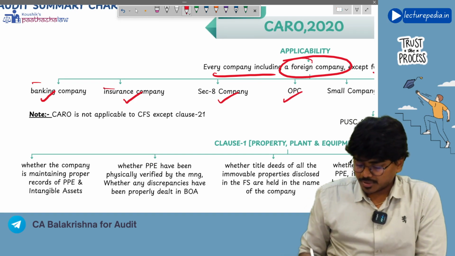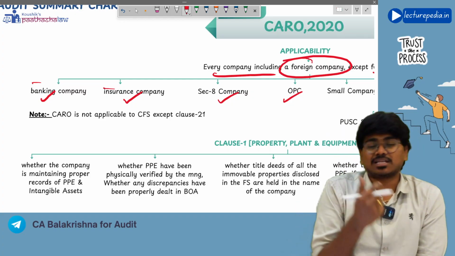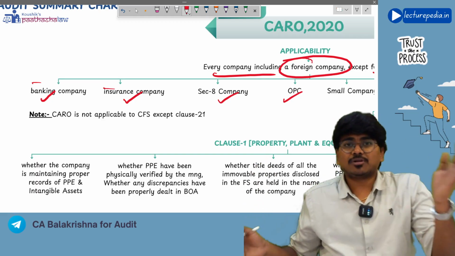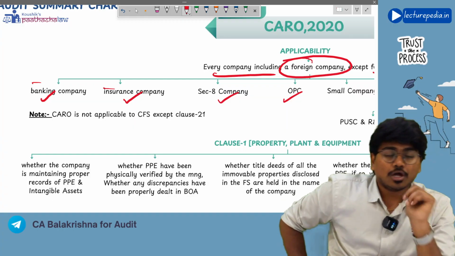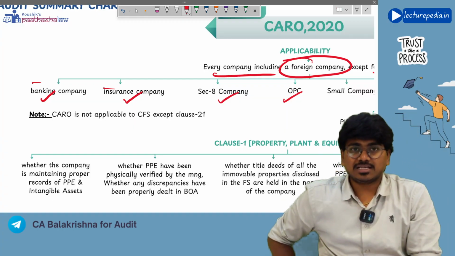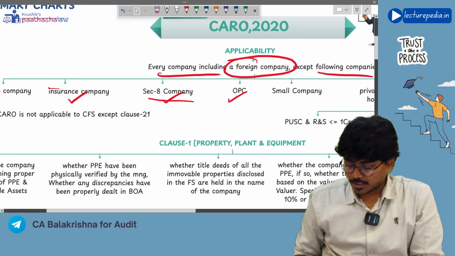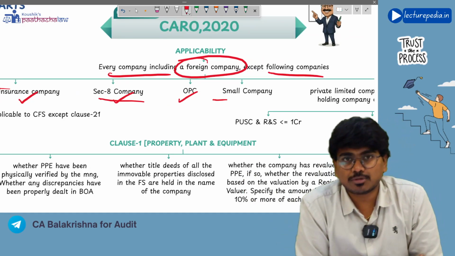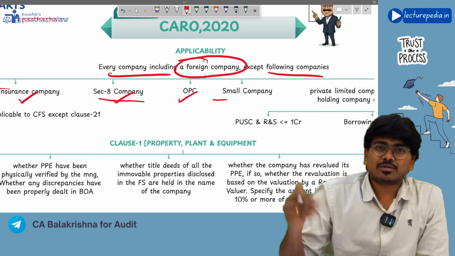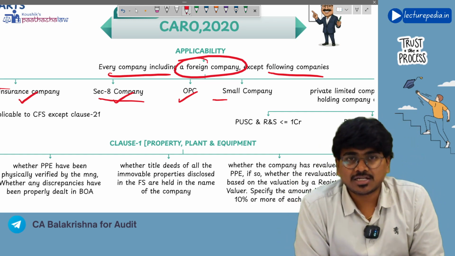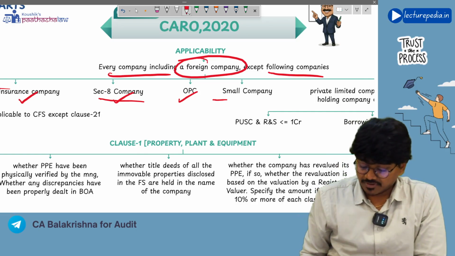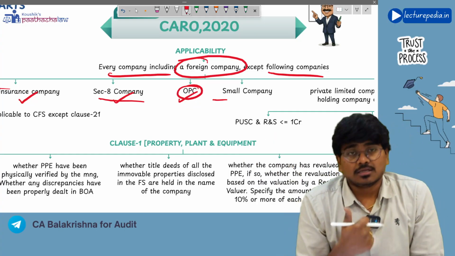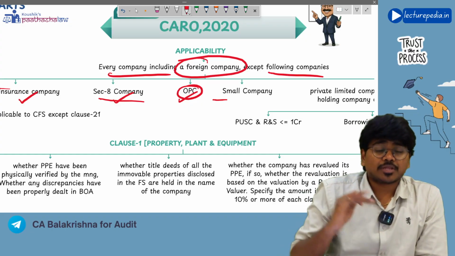In case of banking company and insurance company, the regulatory requirements are even stricter. So the reporting requirements that are there in CARO are already there for banking and insurance companies as per their own respective laws. So for these two, CARO is exempted. And Section 8 company and one-person company are some small companies, right? Section 8 company is incorporated for charitable purposes. So to encourage them, government has reduced the reporting burden on them. So for Section 8 company, CARO is not applicable. Even in the one-person company, only one director will be there. To reduce the reporting burden, CARO is not applicable.